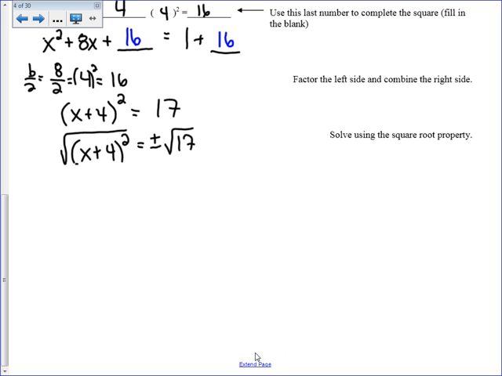So don't forget your plus or minus. We don't know what the value is, if this is positive or negative, the thing we're squaring. So we have to include both the principal and negative root there. Then on the left side, the square root and squared will cancel each other out. So I have x plus 4 equals plus or minus the square root of 17.